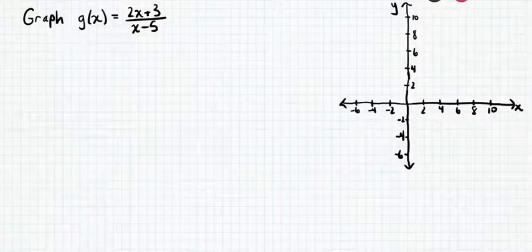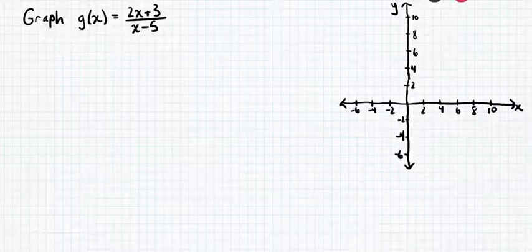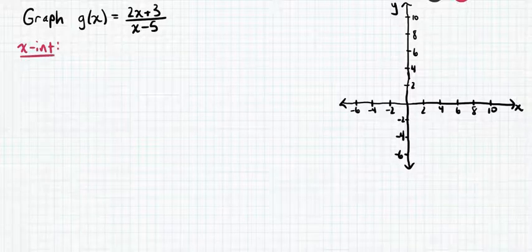Okay, here's one more example. We're going to graph g of x is equal to 2x plus 3 divided by x minus 5. So again, just like previous, we start with determining the x-intercept by setting g of x equal to 0.